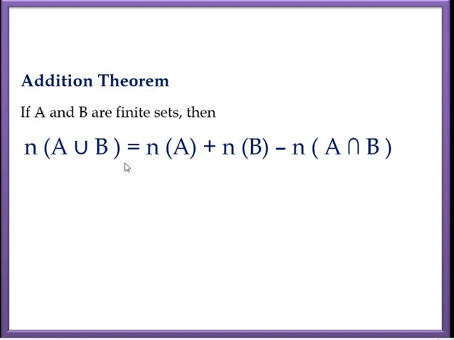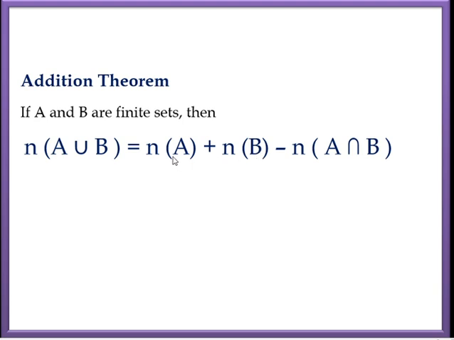Now this result is again important. N of (A union B) is N of A plus N of B minus N of (A intersection B). You have to use common sense. What do you mean by N of (A union B)? Total number of elements in the set A union B. Clearly, it is the total number of elements in set A plus the number of elements in set B.